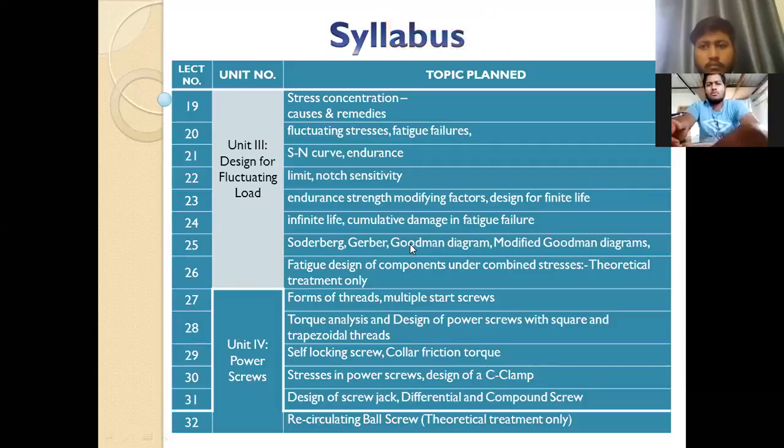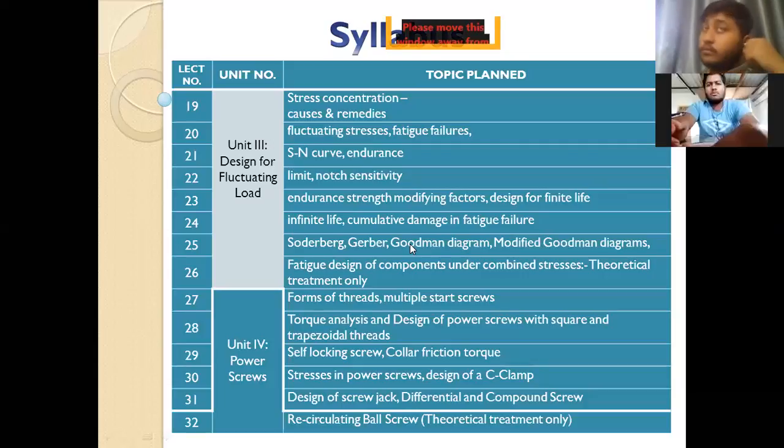Similarly, we'll do a design of a jack screw. Then we'll have differential and compound screws, and then the recirculating ball screw. This is only the theoretical part. We will not concentrate on that much, but mainly on the screw jack and C clamp. So we will have a project or sheet on this screw jack. Once the theoretical part is done, mainly these two, screw jack and C clamp, will be done.